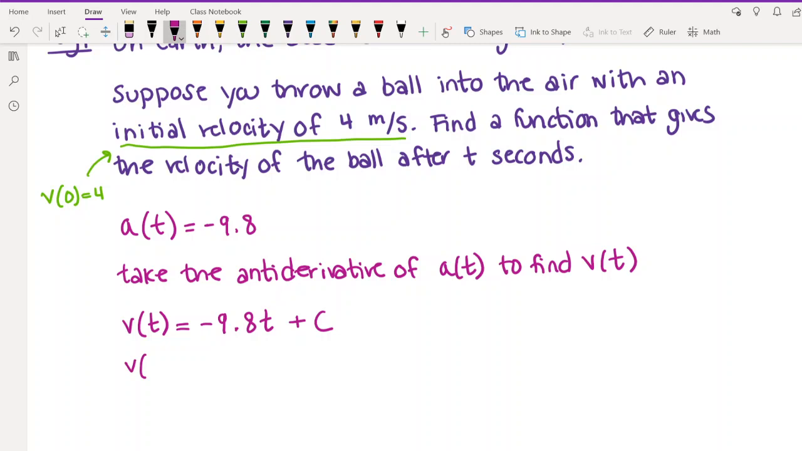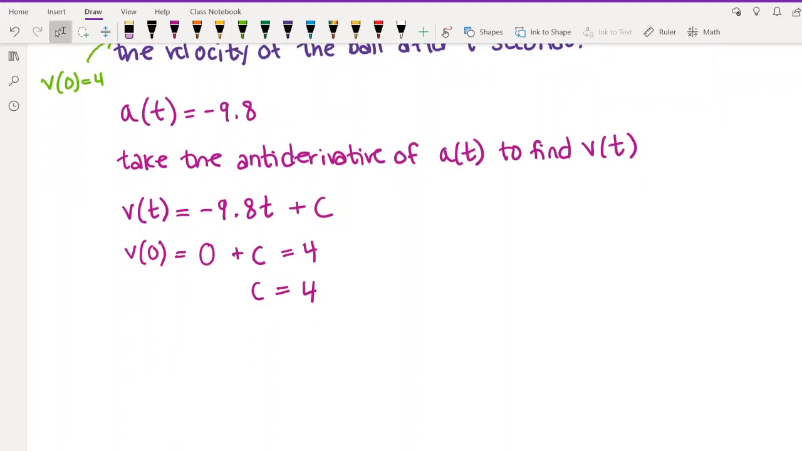So in this case, it actually will just be that c is equal to 4, but let's really just double check that we see where that comes from. So if we were to plug 0 into this function, we would get 0 plus c. And then we're setting that equal to 4, and so that tells us that c is equal to 4. So our velocity function is v of t is equal to negative 9.8 t plus 4.